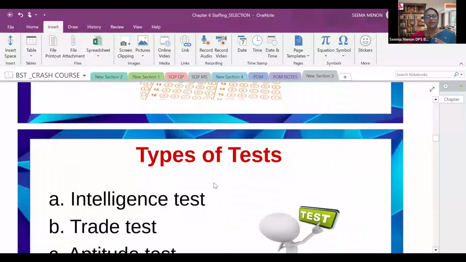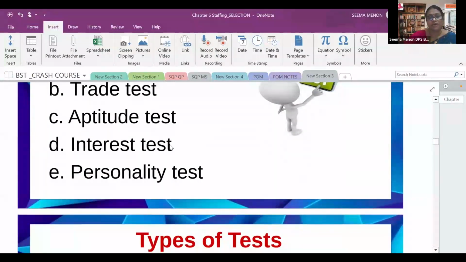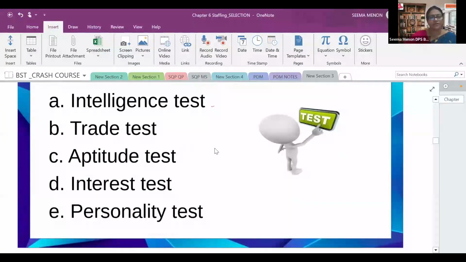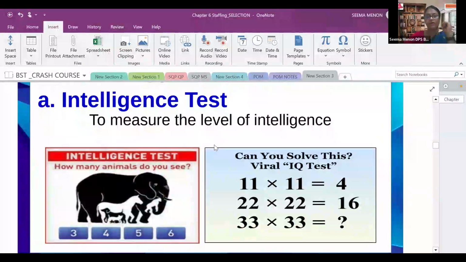Let's discuss what are the various types of tests they are going to conduct. You can see on the screen, there will be intelligence test, trade test, aptitude test, interest test, then personality test. You will remember it this way: 2 tests with I, then ATP. So IIATP, whatever acronym you give, you can do with that. So the first one is intelligence test, to measure the level of intelligence, which is very important for a candidate while we select for a particular job.